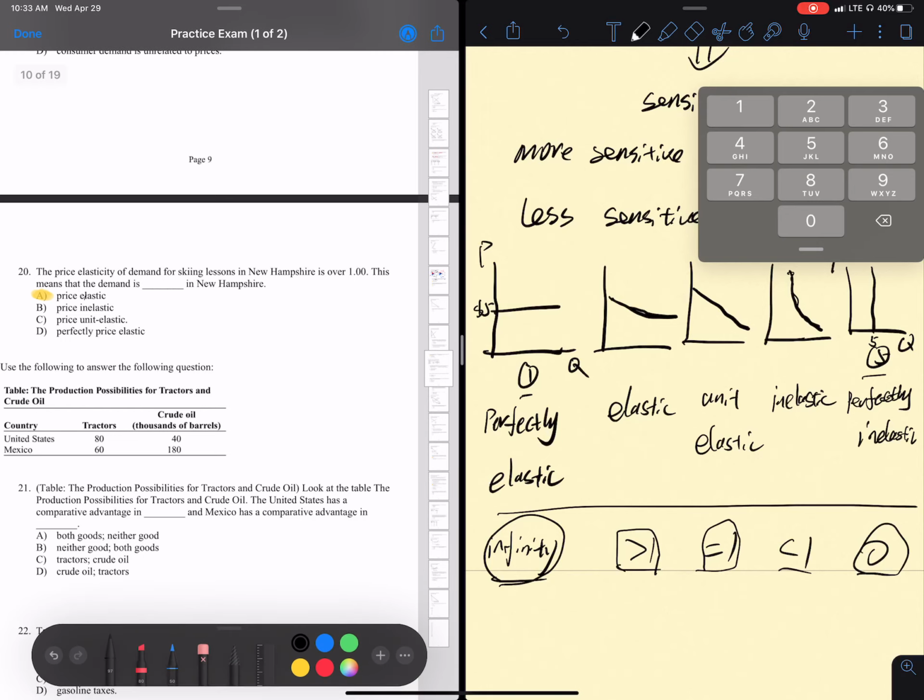So we go back to this question. They ask you about the price elasticity of demand for skiing license in New Hampshire is greater than 1. So we go back here. If it's greater than 1, it's elastic, right? So the demand is price elastic in New Hampshire. So A will be the right answer.